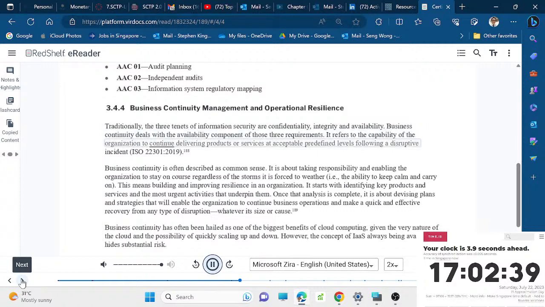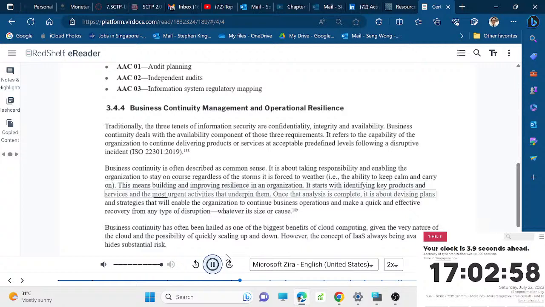It refers to the capability of the organization to continue delivering products or services at acceptable predefined levels following a disruptive incident. ISO 22301:2019. Business continuity is often described as common sense. It is about taking responsibility and enabling the organization to stay on course regardless of the storms it is forced to weather, i.e., the ability to keep calm and carry on. This means building and improving resilience in an organization.